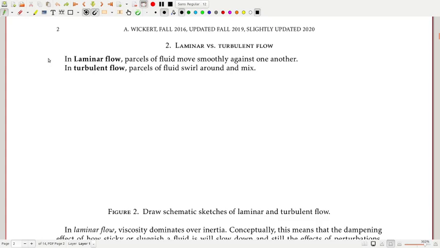Broadly speaking, fluid flows can be classified into two different categories. Laminar flow, in which parcels of fluid move smoothly against each other and continuously move without mixing laterally, or turbulent flow, in which swirling, whirling motions mix material and mix fluid from one part of the flow to the other. I'm going to illustrate these two. So on the left-hand side, I'll write laminar. And on the right-hand side, I'll write turbulent.